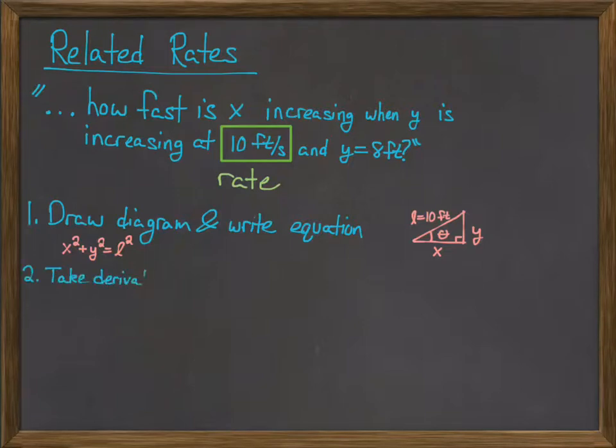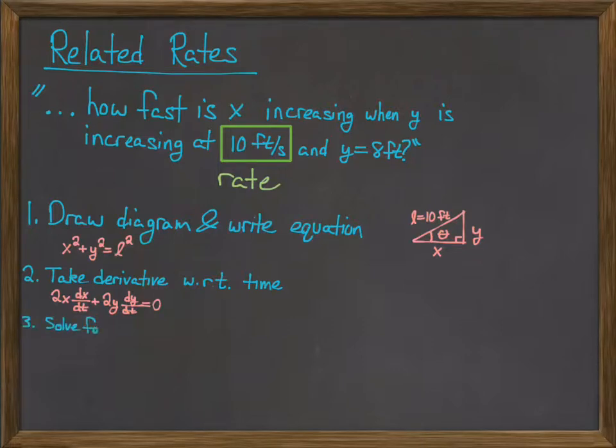So the second step would be to take the derivative with respect to time, and of course following chain rule here. So the derivative of x squared with respect to time is 2x dx dt. Similarly with y is 2y dy dt. Length doesn't change, so the derivative of length is 0.